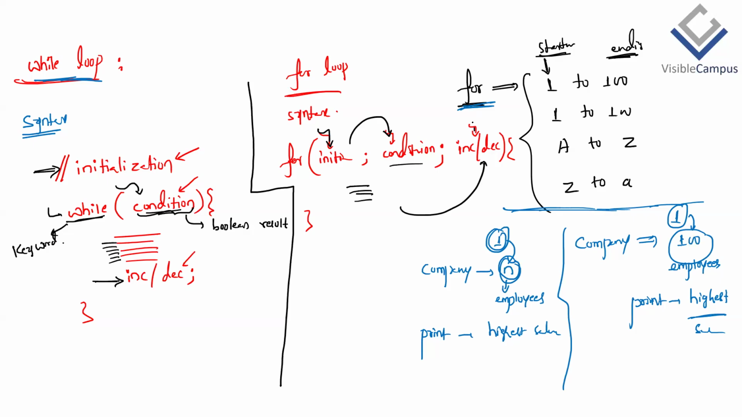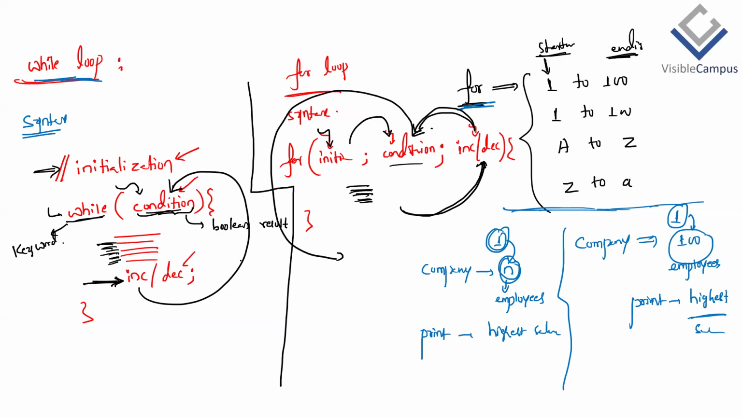After that, again come back and check the condition. Here also, again go back and check the condition. If the condition is true, again execute the body. After that, go for increment or decrement. Again check the condition. If the condition is false, then go out of the for loop. Similarly here also, go for the condition check. After the condition is false, go out of the while loop.